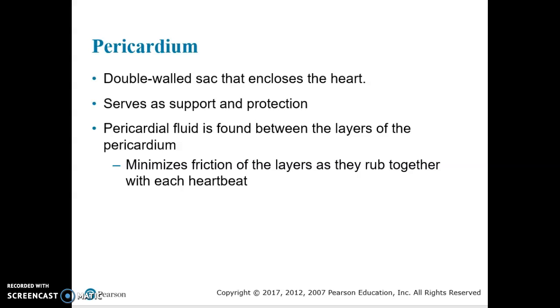So there's a layer of fluid. It's a thin layer of fluid that surrounds that heart, and it decreases friction. That fluid keeps the heart lubed up with each heartbeat, so we don't have a lot of friction there. And it also anchors the heart to the diaphragm and the great vessels.